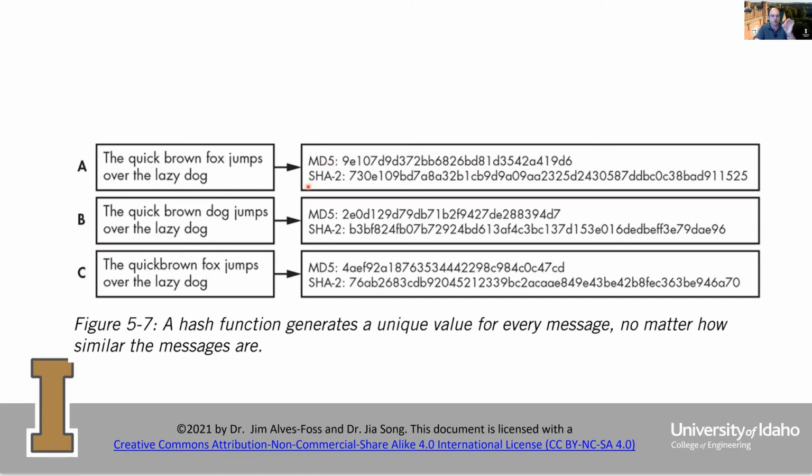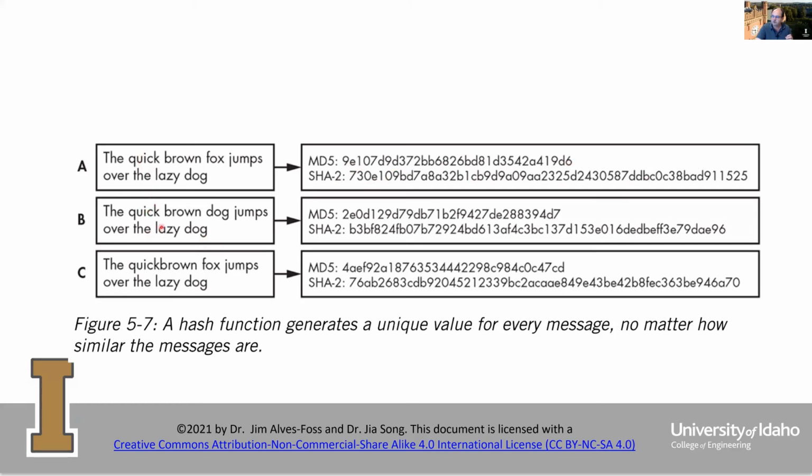SHA stands for secure hash algorithm. This is the second version of that. Notice this SHA-2 is longer. Now notice these are also hex values. It just makes it easier to show the hash values. The MD5 is here, the SHA-2 is here.